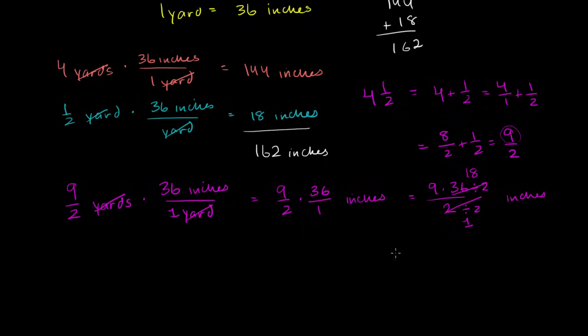And we can just multiply 9 times 18. Let me do it over here. 18 times 9. 8 times 9 is 72. 1 times 9 is 9, plus 7 is 16. So we get 162 inches. So all of this simplifies to 162 inches. And we are done.